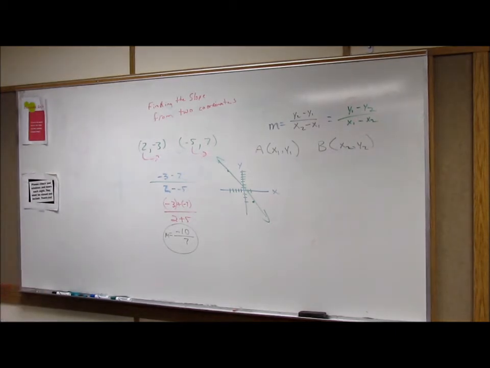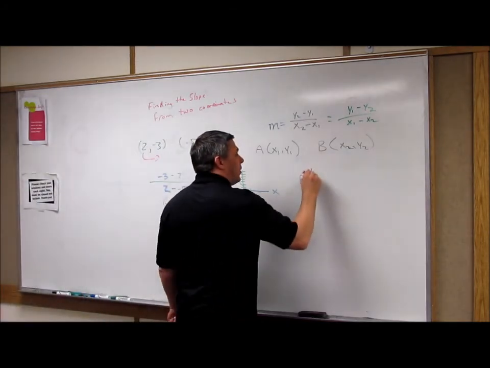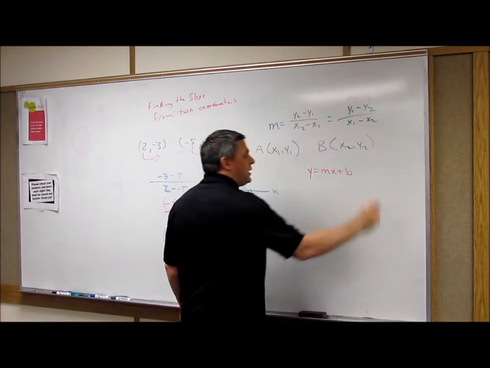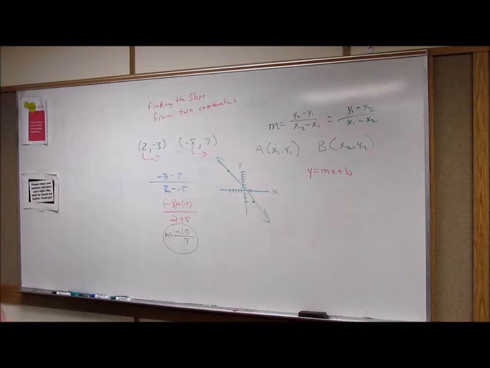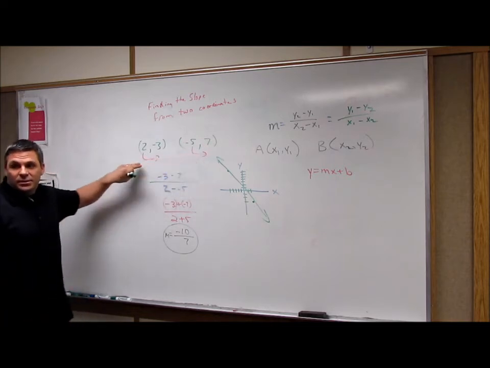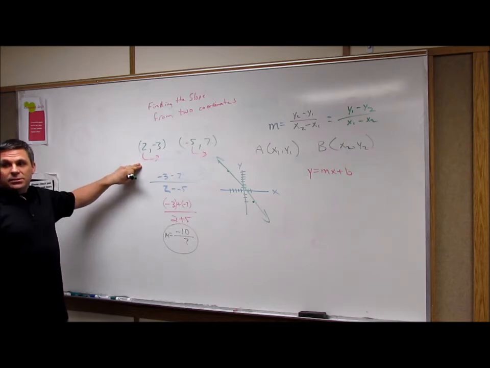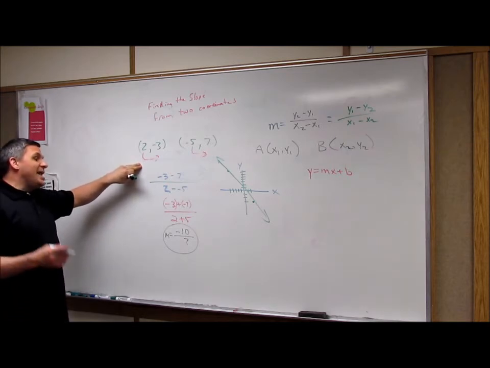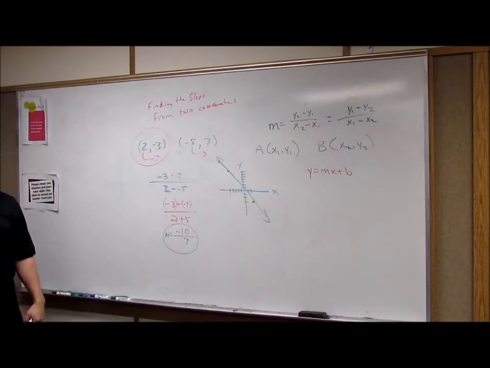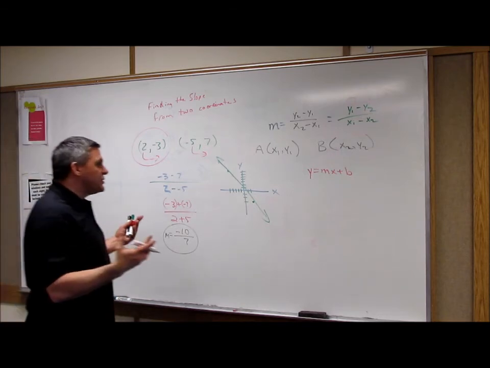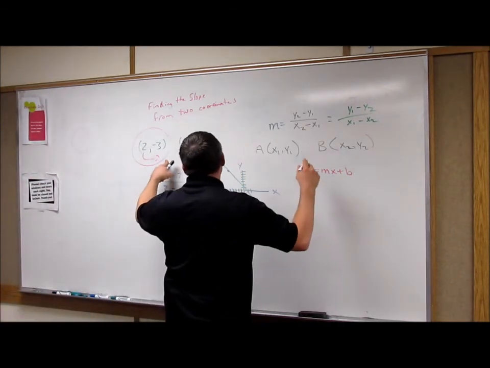But what's the equation of the line? Okay? So now I have to put it back into the equation of the line. And what is the equation of the line? Y equals mx plus b. So I know what m is. I also know what x is, and I also know what y is, because it's one of these. Pick one. Which one's easier? The one I like is the one that has smaller numbers. So I take that one and plug it in.